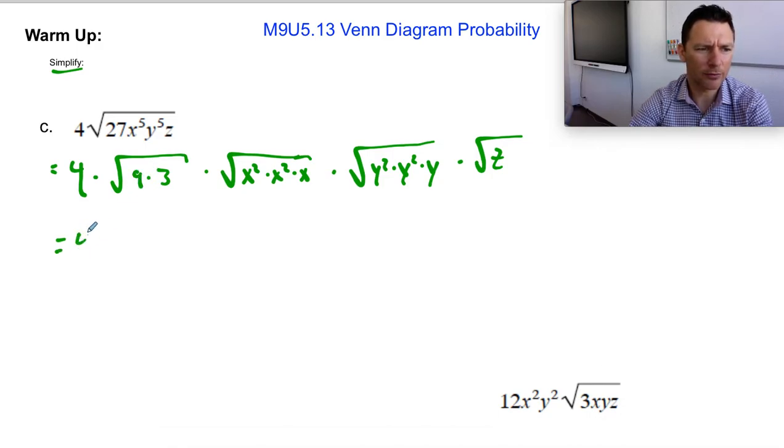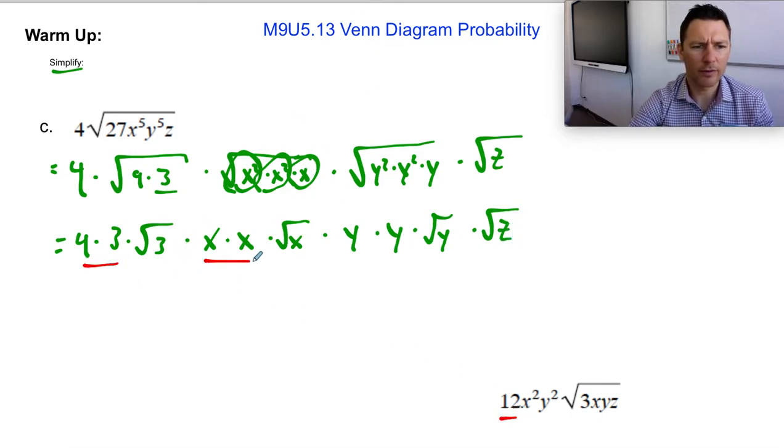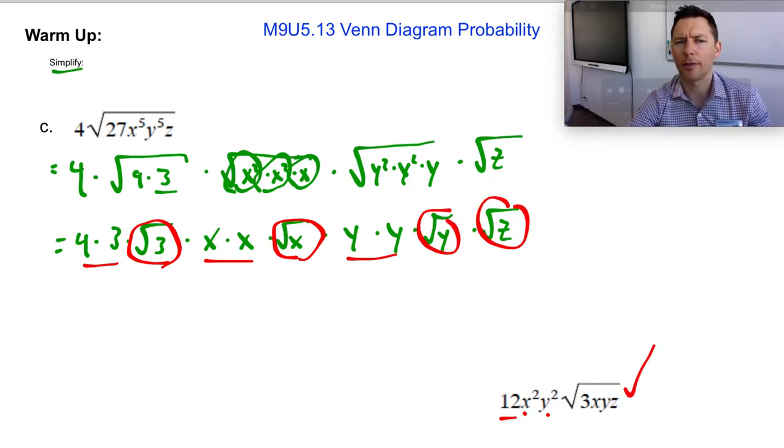This root 9 is 3, so that comes out. This 3 is stuck in the radical. Square root of x squared is an x. Square root of another x squared is another x, and this lonely single x is stuck in the root. The same thing happens here. Square root of y squared is y. Square root of y squared is y, and square root of regular old y is square root of regular old y, and regular old z is still in there. So then this is your 12. This is your x squared, this is your y squared, and you're left with 3xyz underneath.